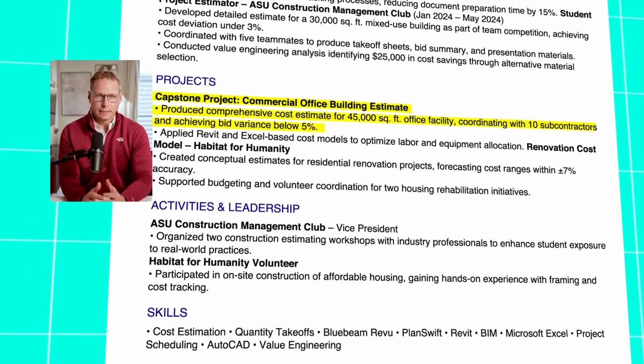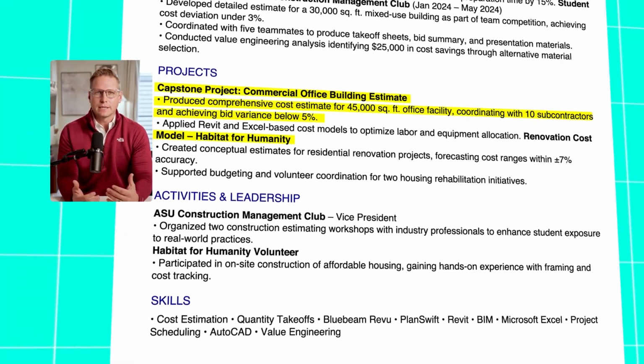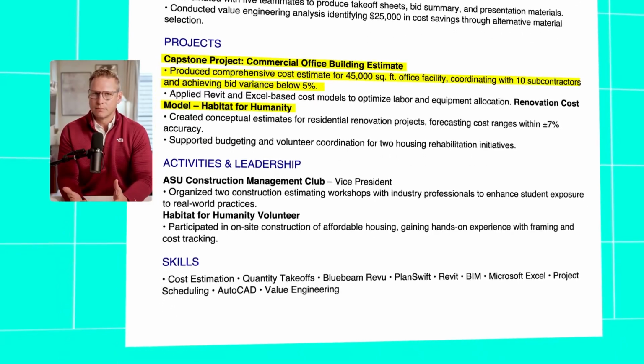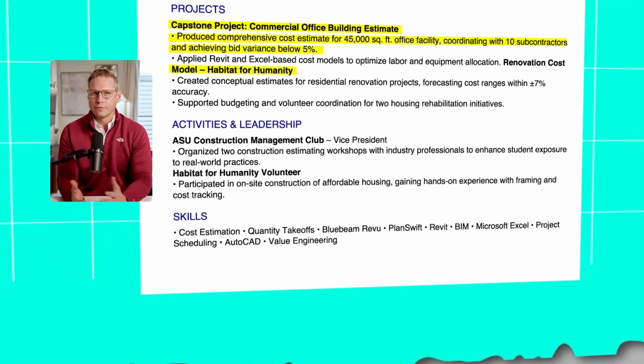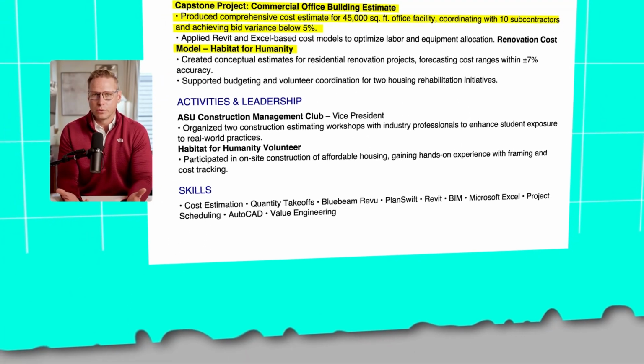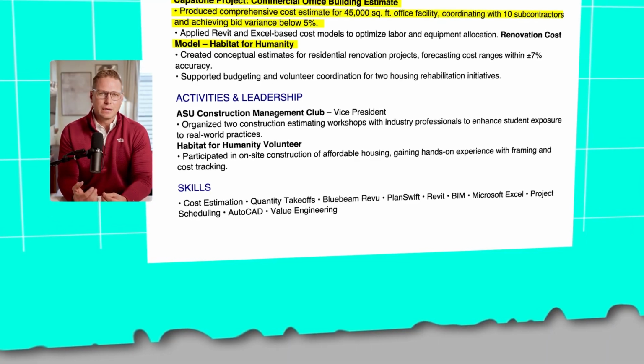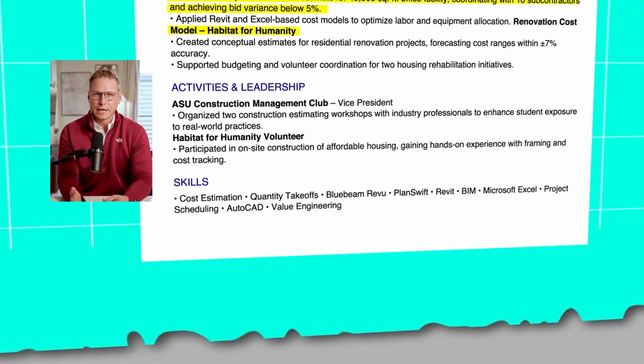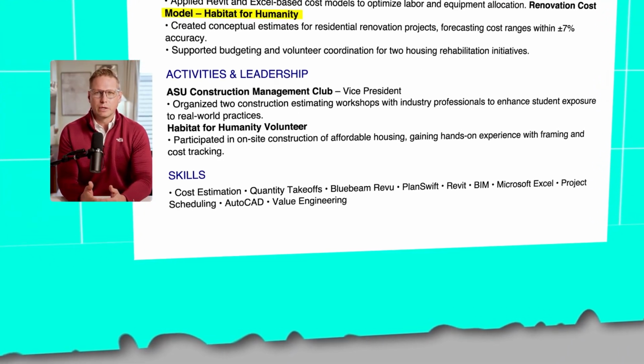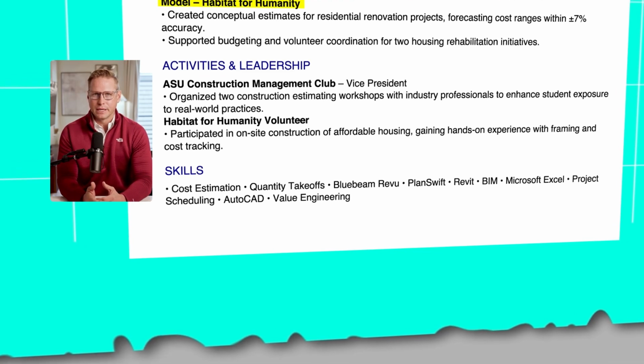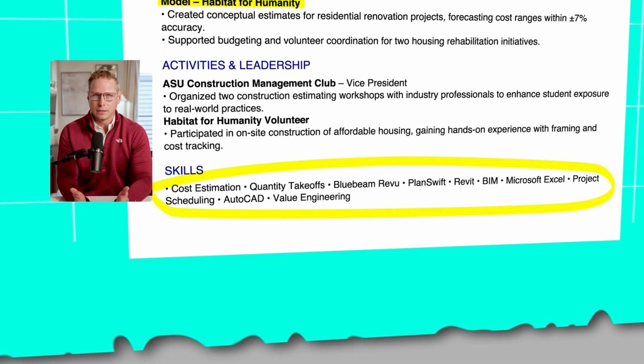Under activities and leadership, include anything that's construction related, like clubs, volunteering with Habitat for Humanity, or other leadership roles. Even if minimally involved, emphasize the skills that you gain. Then under skills, list only relevant skills without qualifiers like beginner or intermediate. If you put a software on your resume, you should be competent enough to use it professionally.